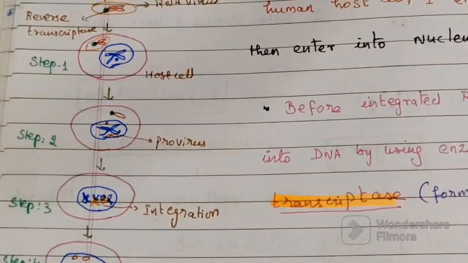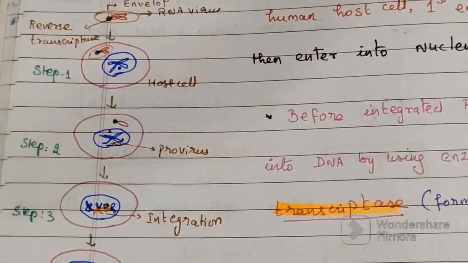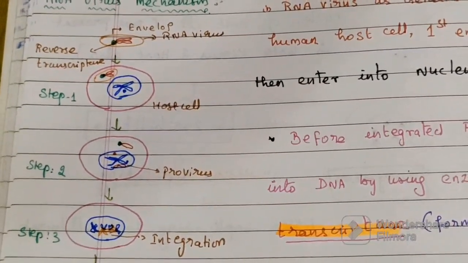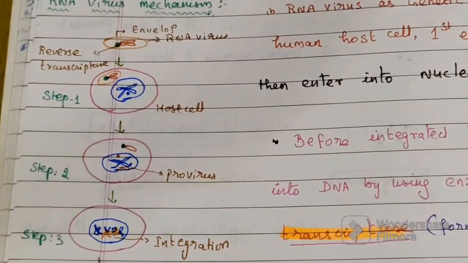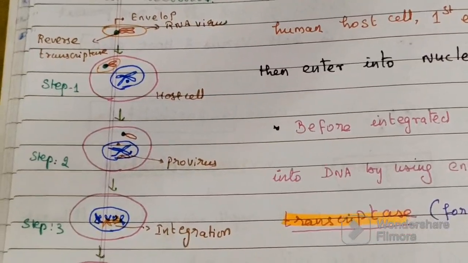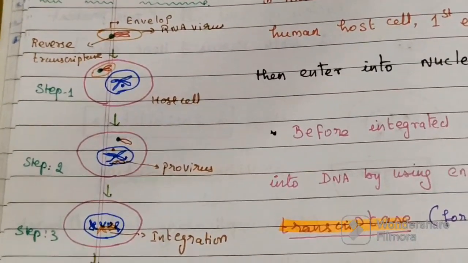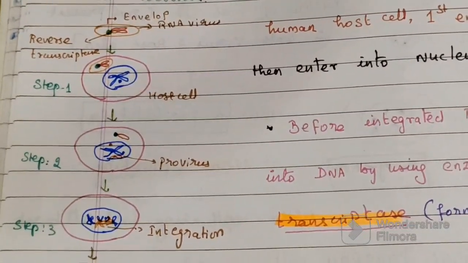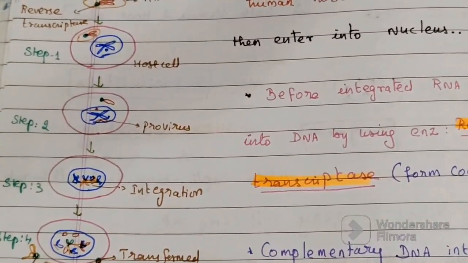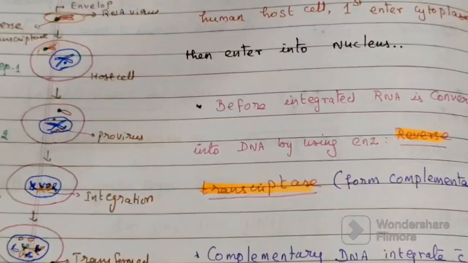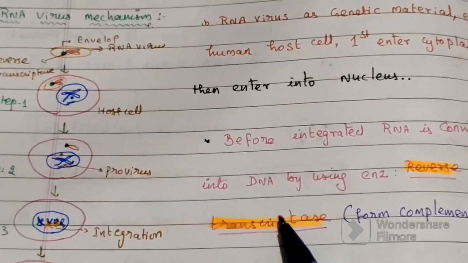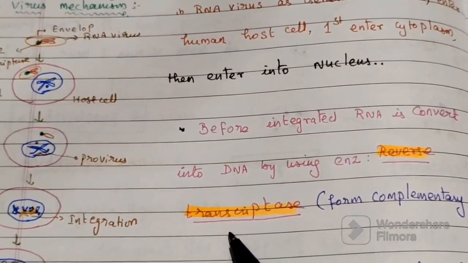In the nucleus, 2 things are present. The blue one is the DNA of the host cell, because humans have DNA as the genetic material, and the red one is the RNA of that virus. RNA cannot integrate into DNA. Before integration, RNA is converted into DNA by the enzyme reverse transcriptase.